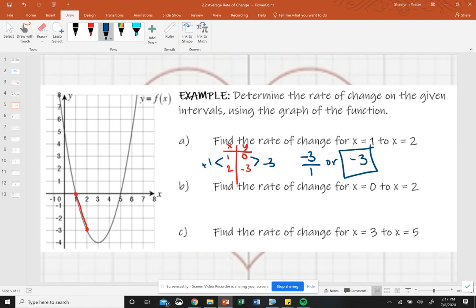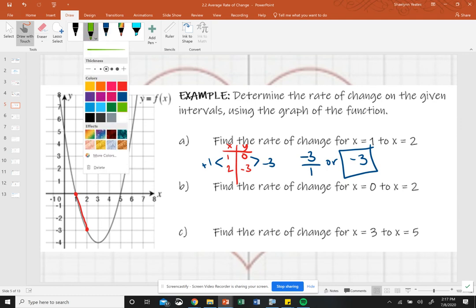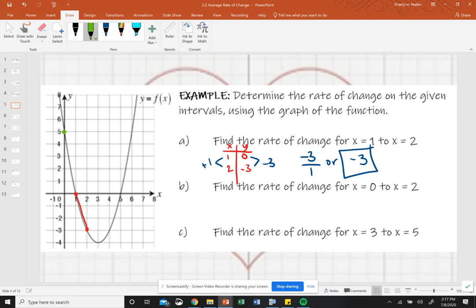Now we're going to find the average rate of change from 0 to 2. At 0, my function's at 5, and at 2, my function's at -3. We're going to find the average rate of change of that. So we've got x, y, 0 and 5, and 2, -3. My change in x is now +2, and my change in y is down 8. So then I would do -8 over 2, which is -4.